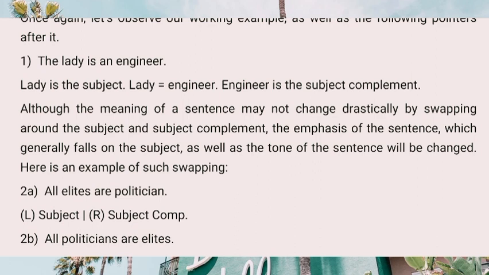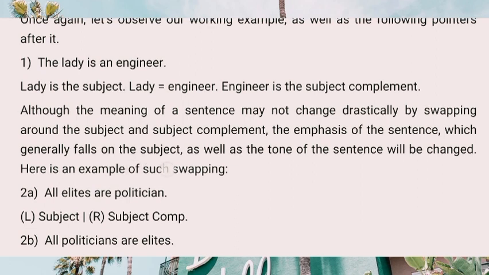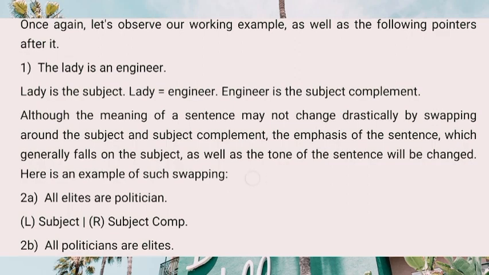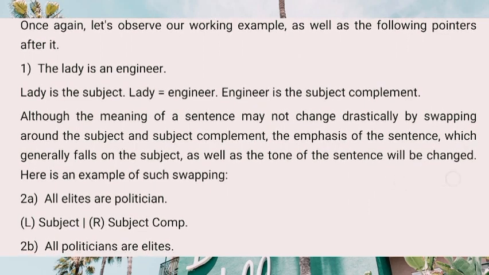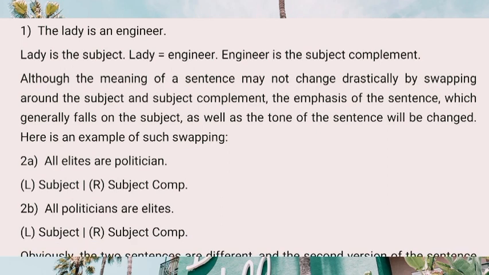Although the meaning of the sentence may not change drastically by swapping around the subject and subject complement, the emphasis of the sentence, which generally falls on the subject, as well as the tone of the sentence, will be changed. Now, here is an example to help you understand this better. All elites are politicians.